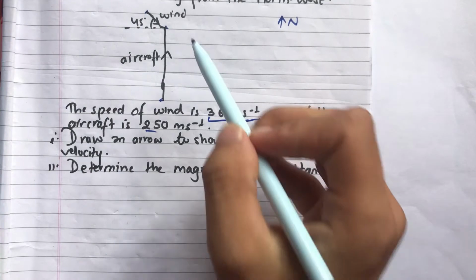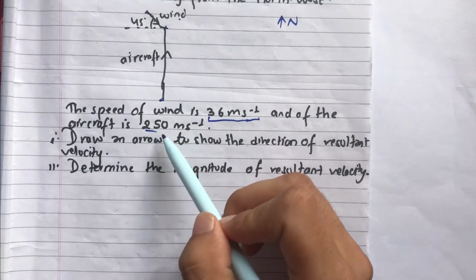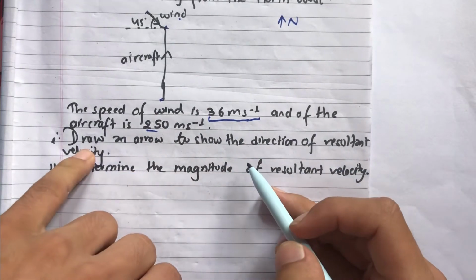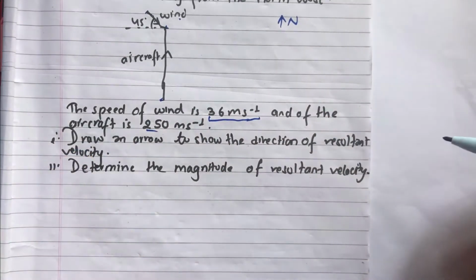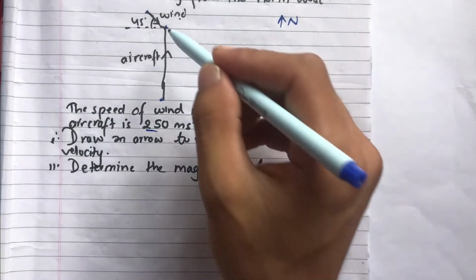So wind has a speed of 36 meters per second, and the aircraft is 250 meters per second. Draw an arrow to show the direction of resultant velocity. Now on this diagram I have to draw an arrow to show the direction of resultant velocity. So we have two vectors here.